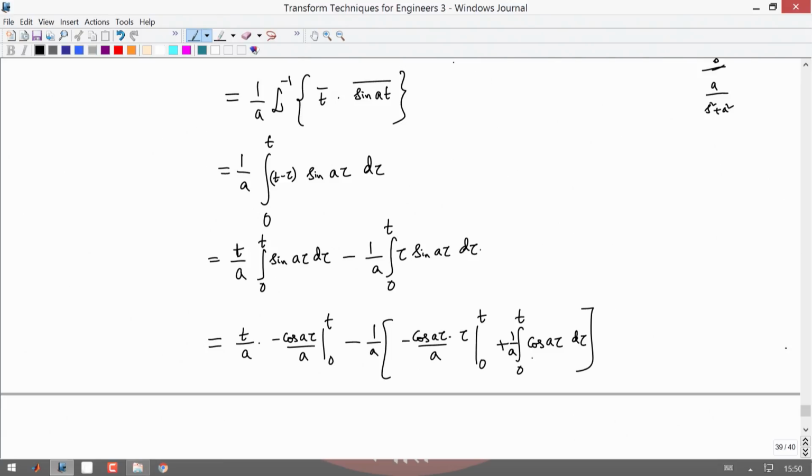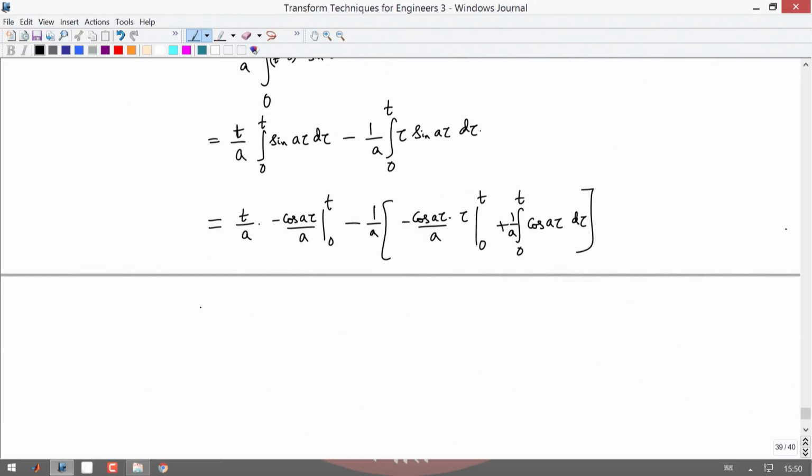So, this whole thing I can write, anyway you can do one more time. So, you have t by a times cos a tau minus cos a tau by a square, cos 0 is 1, okay, and this is minus and this is going to be plus t by a square, this is what you have, and here minus 1 by a square, and this if you put this here a square, so I remove this a square, I put it outside.